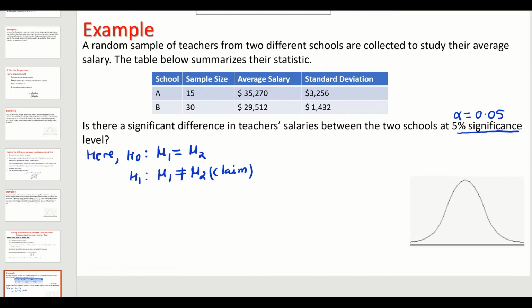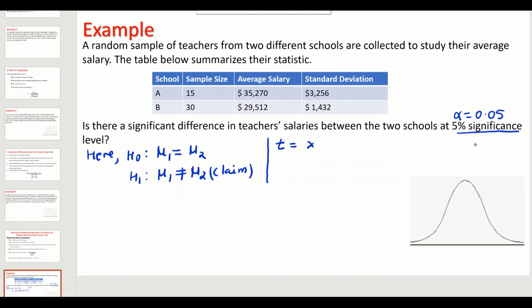Okay, this is our claim. So we have the null and the alternate hypothesis. Now we need to calculate the test statistic using the given information. Since the sample standard deviations are given, we use the t-test.